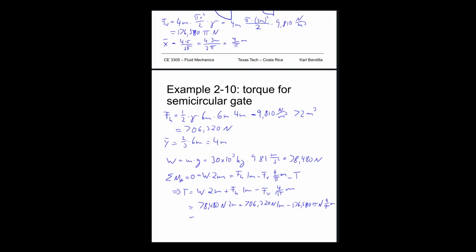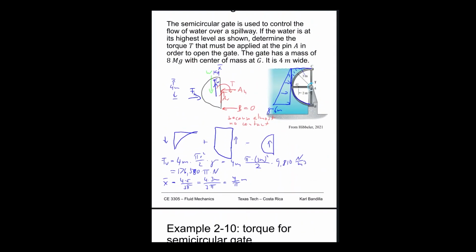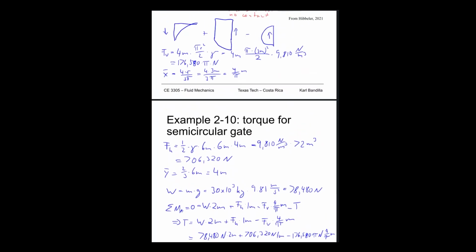So if we stick all those numbers in, we get 156,960 Newton meters, which is equal to 157 kilonewton meters. And with that, we have our torque. So we found that if we wanted to move this gate, if we wanted to start turning it, maybe let some of the water out on top there, then we would have to put a torque of 157 kilonewton meters on there.